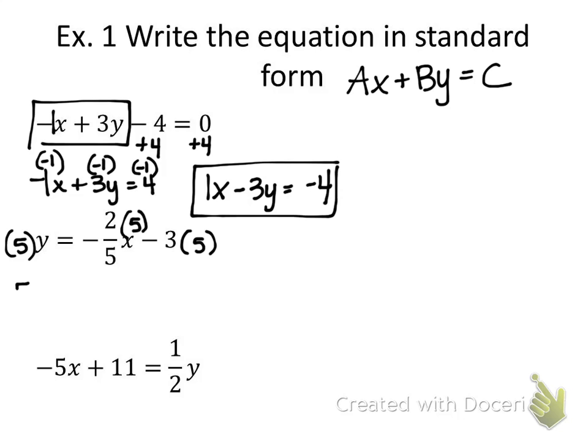So 5 times y is 5y. Negative 2/5 times 5, what happens? The whole reason you do that is that those numbers cancel out. So I'm left with negative 2x minus 15. Okay, now let's put this in standard form. I just need to move my x over so it's on the same side as y. How would I move this negative 2x over to here? I just do the inverse, which is addition.